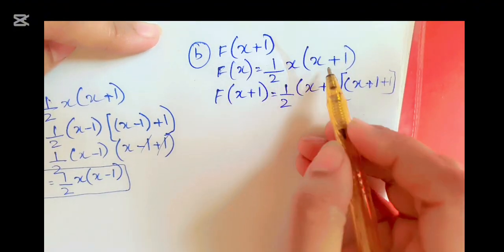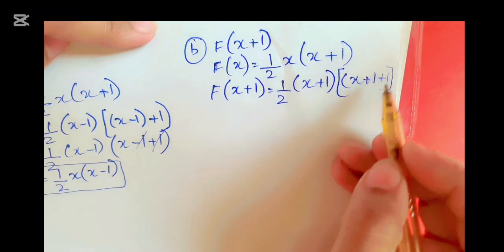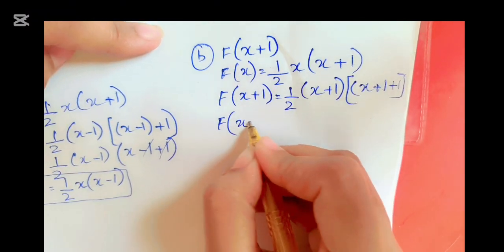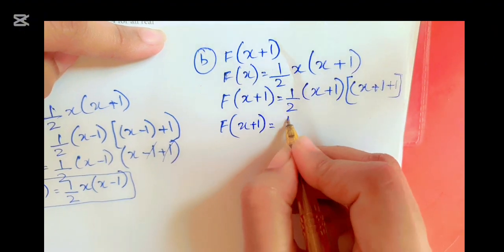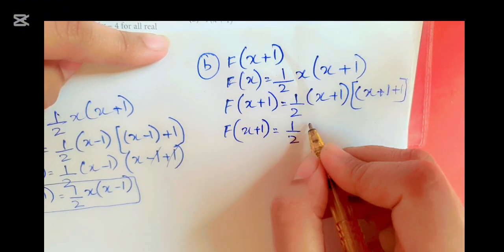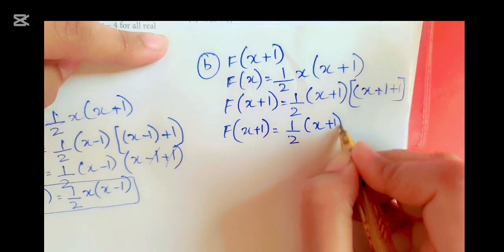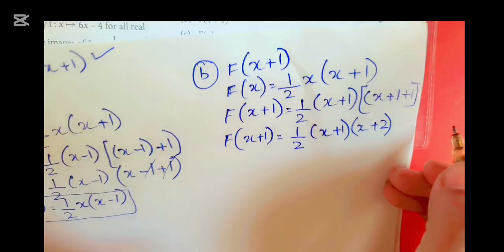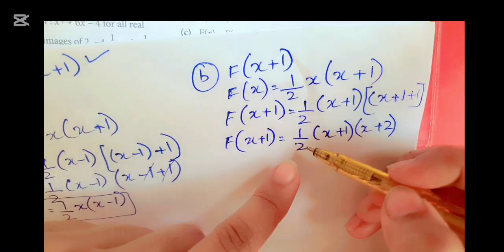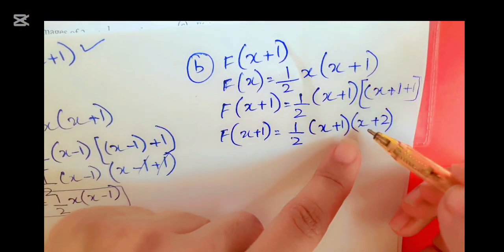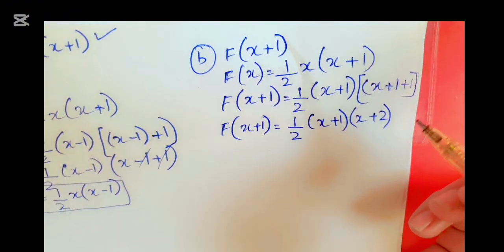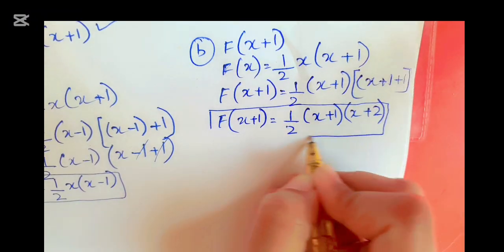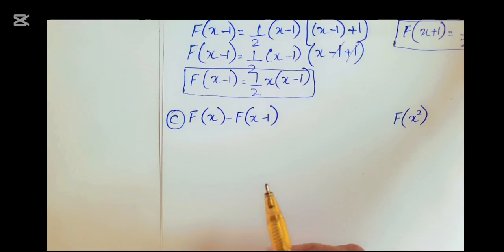See, all of them are multiplying. There is no sign in between, so I haven't written any sign. So f(x + 1) is equal to half. Now (x + 1) and then (x + 2), because I have written half as it is, x + 1, x and 1 plus 1 is 2. So this is the answer of part B.